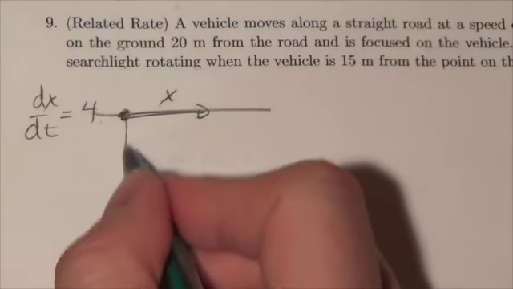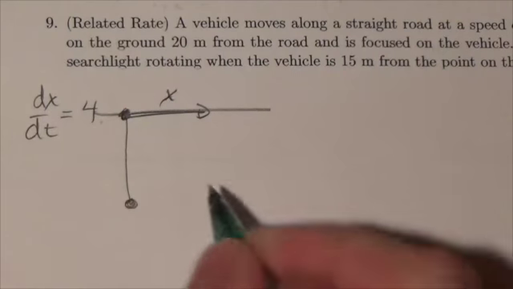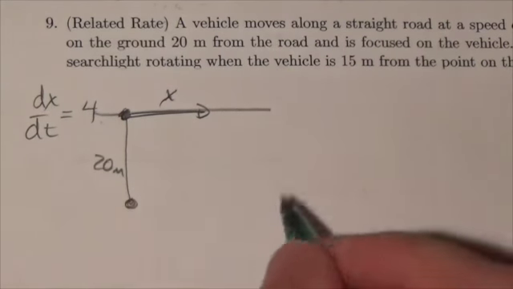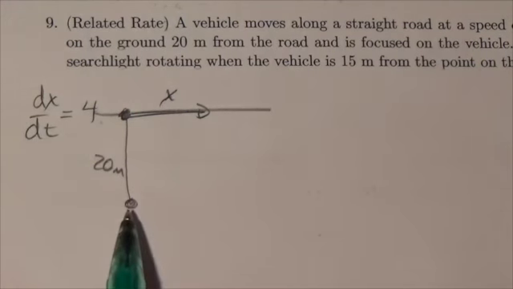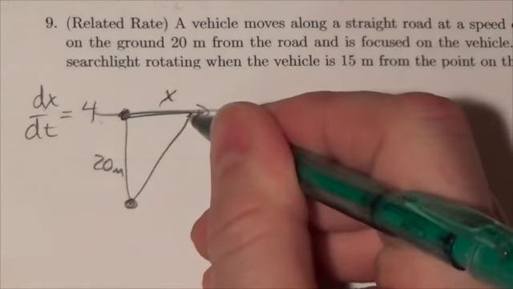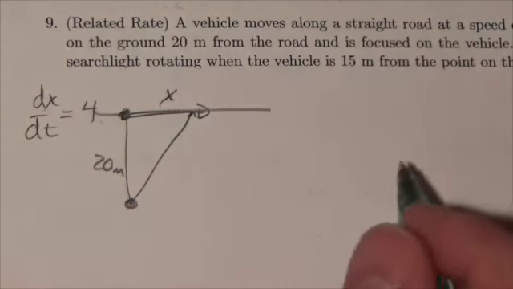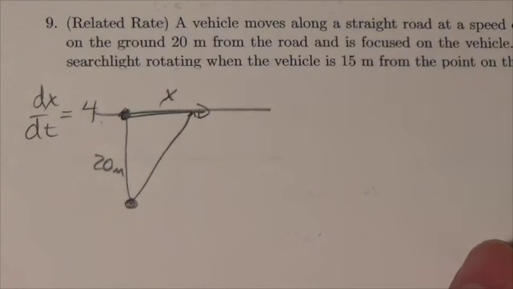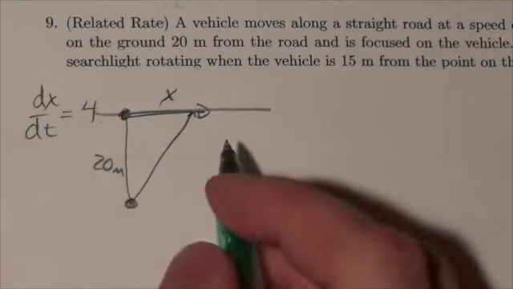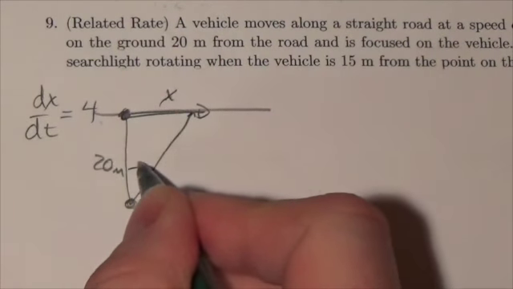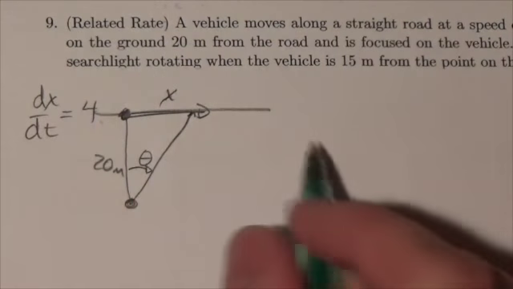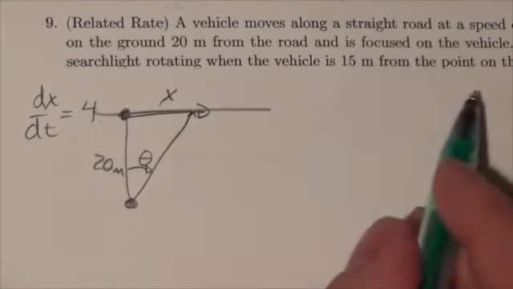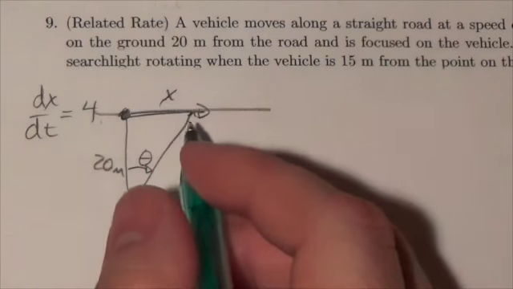So let's say somewhere down here is our searchlight, and this is going to be 20 meters, and it's focused on the vehicle. So that light is shining straight on that vehicle, and there's our triangle that we're trying to build here. At what rate in radians per second is the searchlight rotating? Well, this is the angle of rotation here when the vehicle is 15 meters from the point on the road closest to the searchlight.